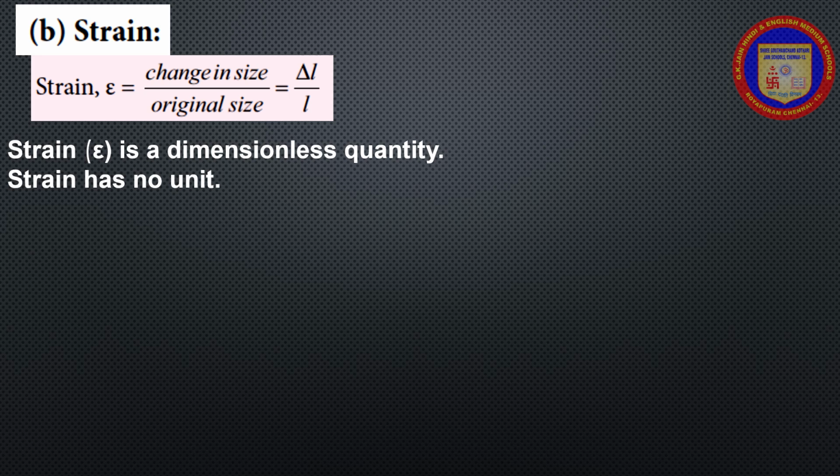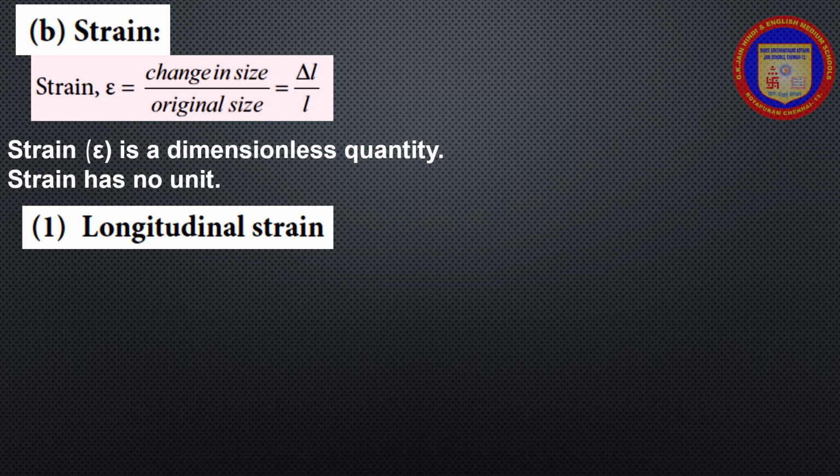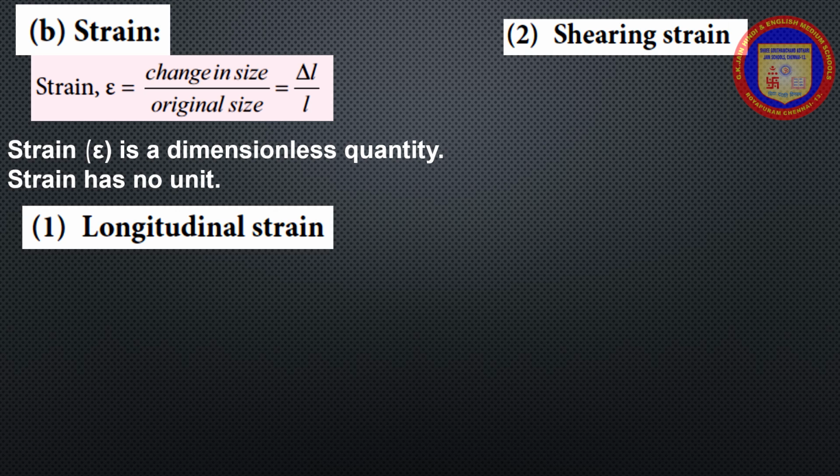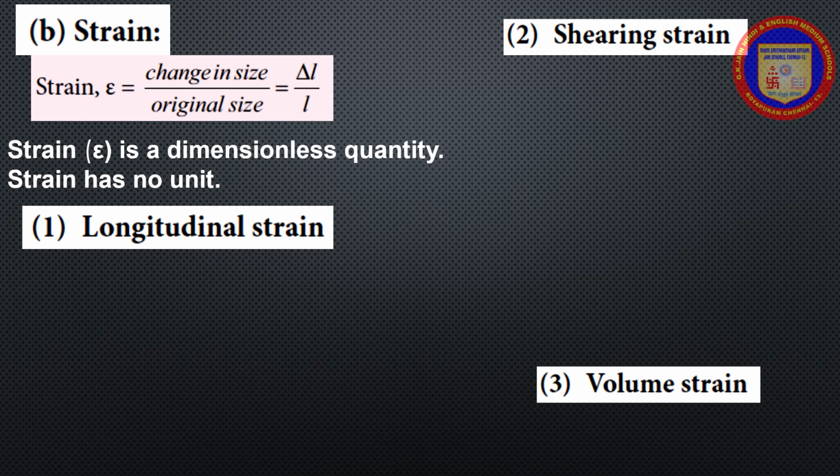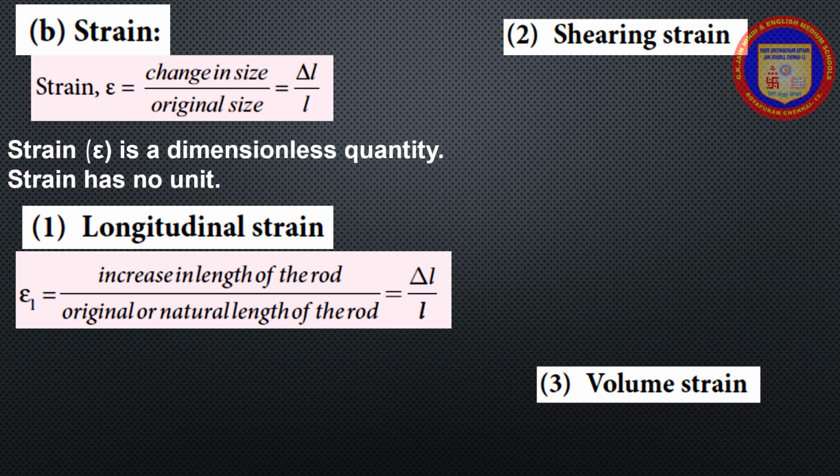Now the strain is classified into three types. One is longitudinal strain, another is shearing strain, and another is volume strain. First, we are going to talk about the longitudinal strain. When a rod of length L is pulled by equal and opposite forces, the longitudinal strain is defined as epsilon L is equal to increase in length of the rod divided by the original or natural length of the rod, which is equal to delta L divided by L.